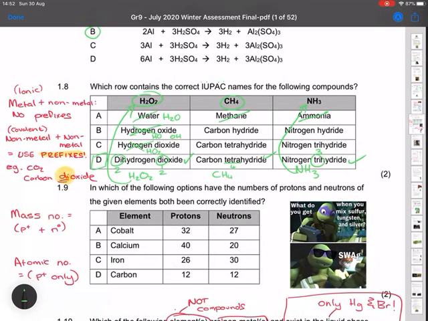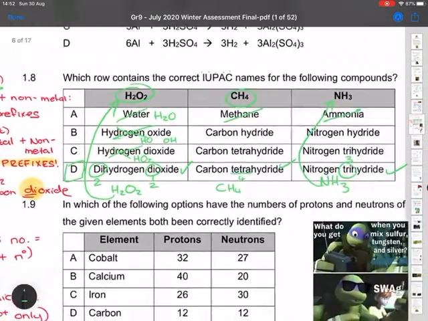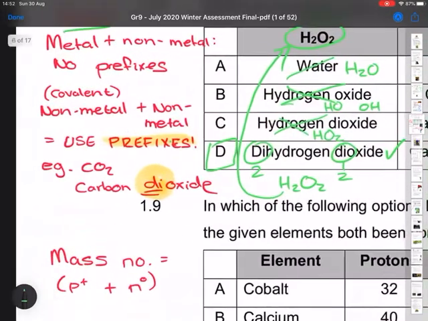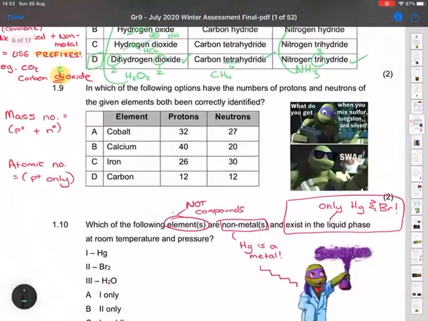Okay, a little bit of recap for you. You get ionic compounds, which is a metal and a non-metal. When you've got that, you don't use prefixes. None of these were ionic. They were all a non-metal bonded to a non-metal. So hydrogen, oxygen, carbon, hydrogen, nitrogen, hydrogen, those are all non-metals. So those are covalent compounds when you've got a non-metal bonded to a non-metal. So you do need to use prefixes. For example, CO2 would be carbon dioxide, di meaning 2.